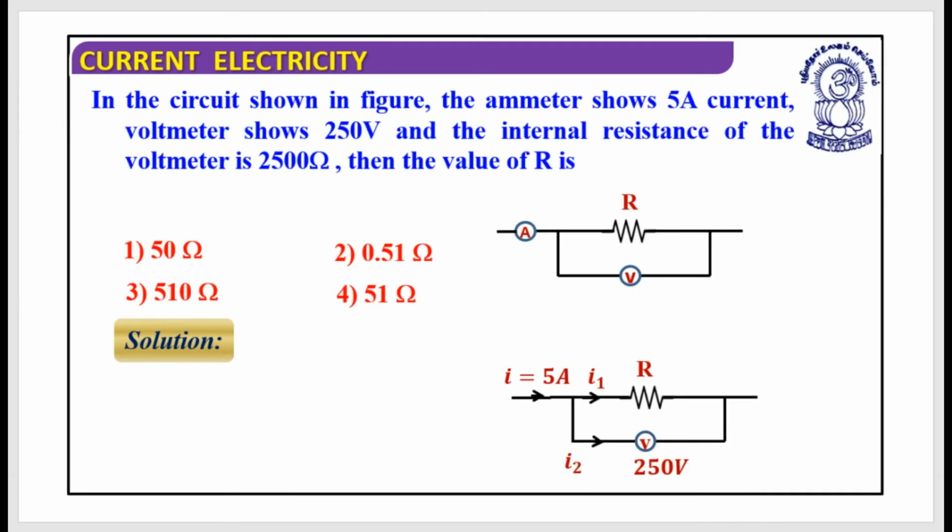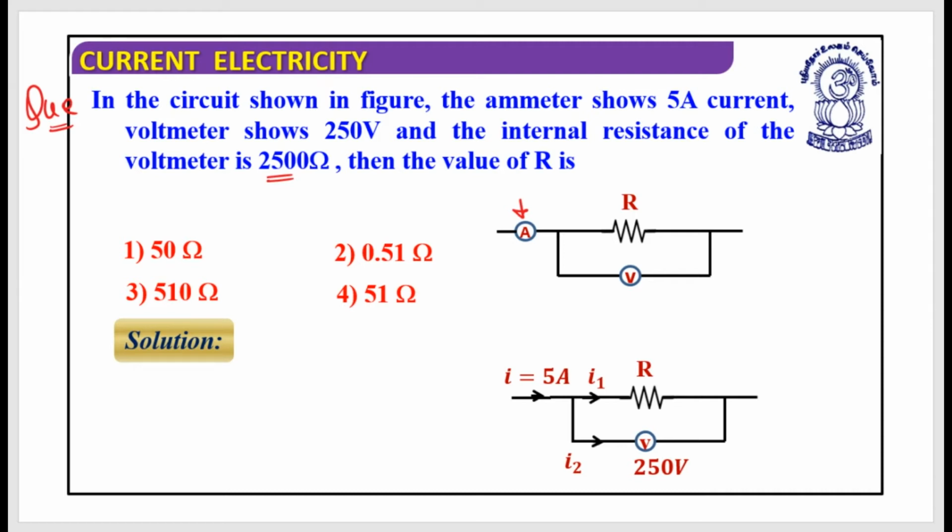Ready? Let's have a look then. What is the question about? It says that in the circuit shown in the figure, the ammeter, the current measuring device that we have discussed, shows 5 ampere current, while the voltmeter shows 250 volt. It's a voltage measurement device, and the internal resistance of the voltmeter is 2500 ohm. Then the value of R.